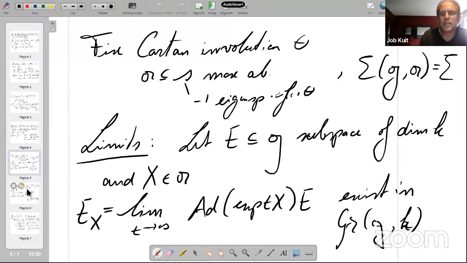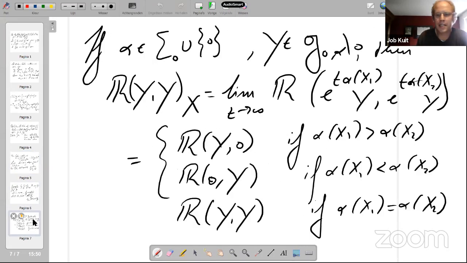Okay. Yeah. Somehow the problem with this Zoom thing is that you can write very little on one page and it just flashes away. So if anybody has a question like this, then please say so.